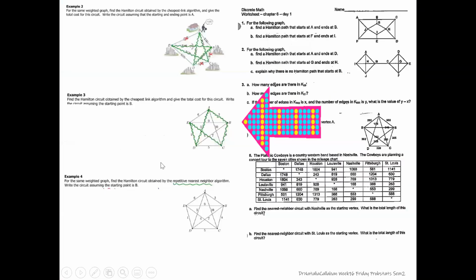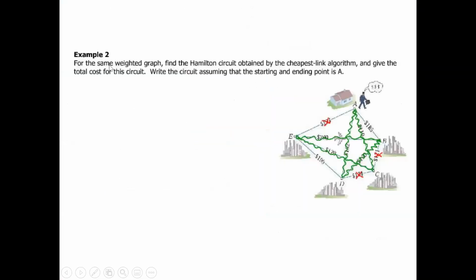All right, so we're going to start off with example 2. For the same weighted graph, find the Hamilton circuit obtained by the cheapest link algorithm and give the total cost for this circuit. Now, remember, when you are doing the cheapest link algorithm, you have to list the cost of the path from the smallest to the biggest. And as I can see here, the smallest one is going to be AC first, then mark CE second.